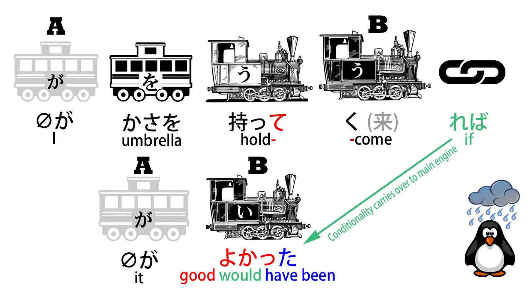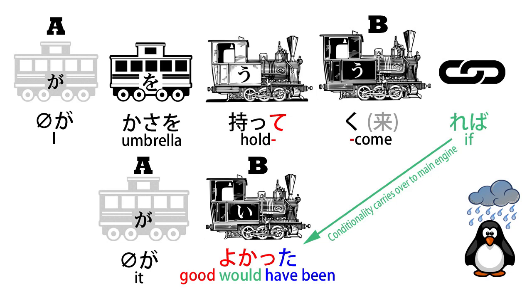Wherever you've got a B engine, there must be an A car to correspond to it. So what is the A car here? What is yokatta describing? What is it telling us would have been good? This is a very important point. If we translate it into very literal English, what we're saying is, if I had brought an umbrella, it would have been good. And this is exactly what the Japanese means.